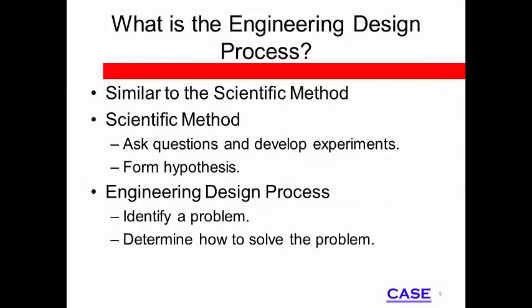The scientific method involves asking a question, forming a hypothesis, and testing that hypothesis. The engineering design process is used to solve problems that are identified. It is a method to identify a problem, develop a solution for that problem, and test that solution.